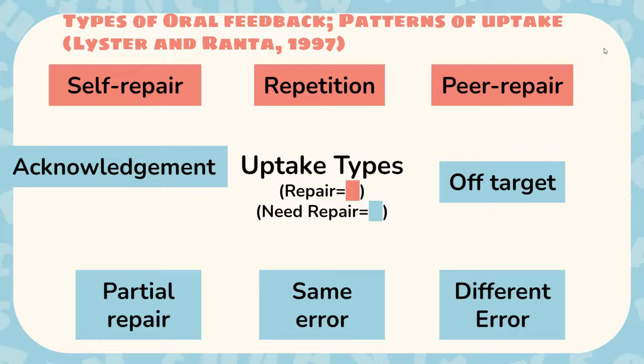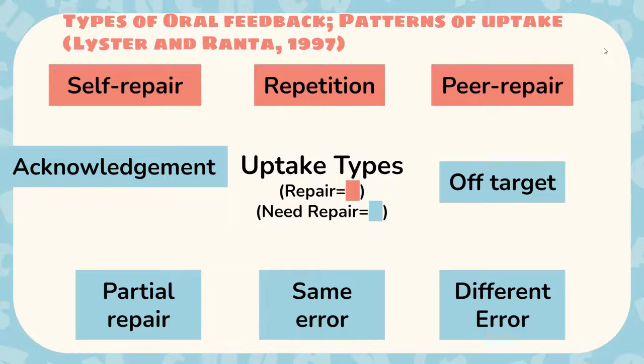So instead of repairing the one, they repair a different part of the sentence. The next is different errors. Different error is when the learner does not change the error but makes a different error instead. Okay, the next one is same error, which is when the student gives feedback but makes the same mistake again.